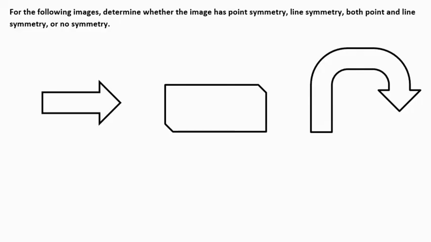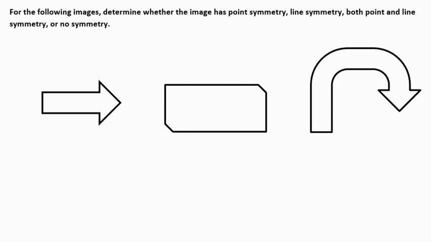For the following images, determine whether the image has point symmetry. That is, I can turn it upside down and it is the same. Line symmetry, I can draw a line and the two pieces are identical, they're reflected. Or if it has both point and line symmetry. Otherwise, it will have no symmetry.